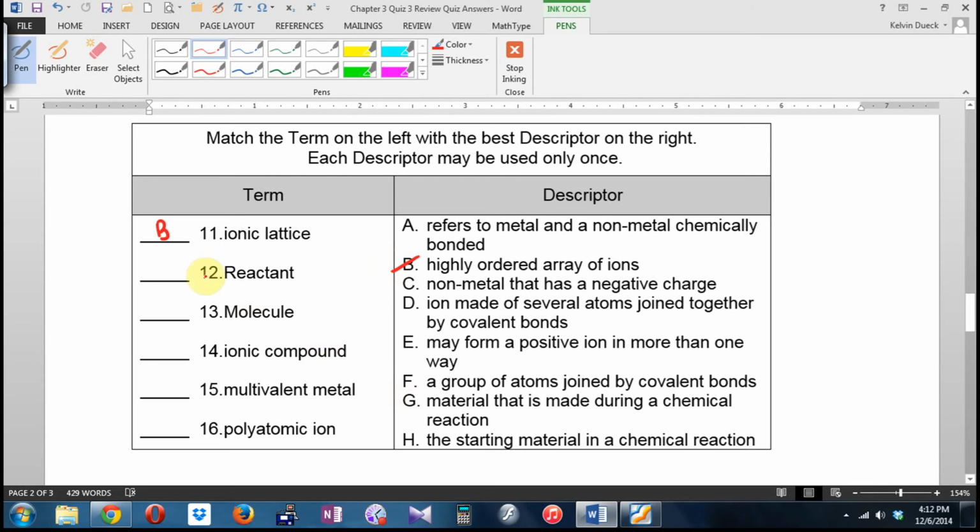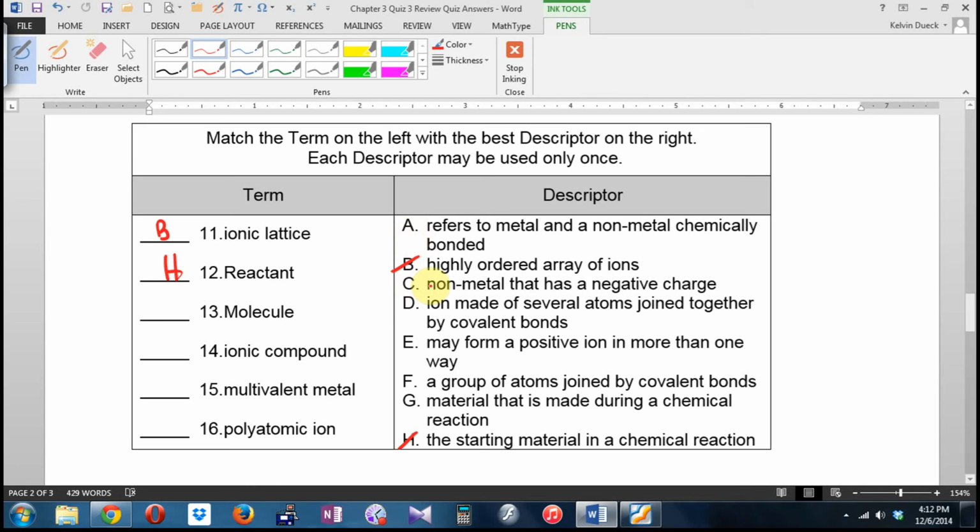How about the material that is made during a chemical reaction? No, that's wrong. That's the product. The starting material, what you're reacting, H. A molecule refers to a metal, no. Non-metal, no. Non-metal that has... I'm not sure what they're getting at. Let's come back to that.